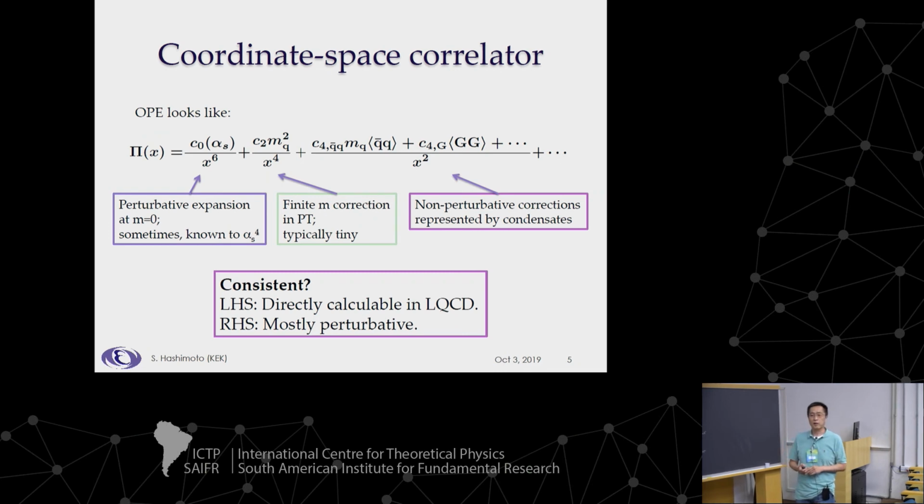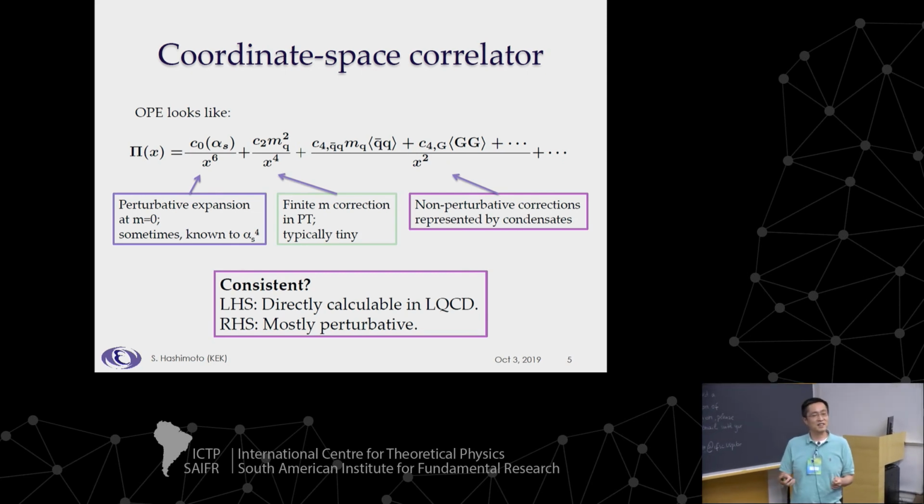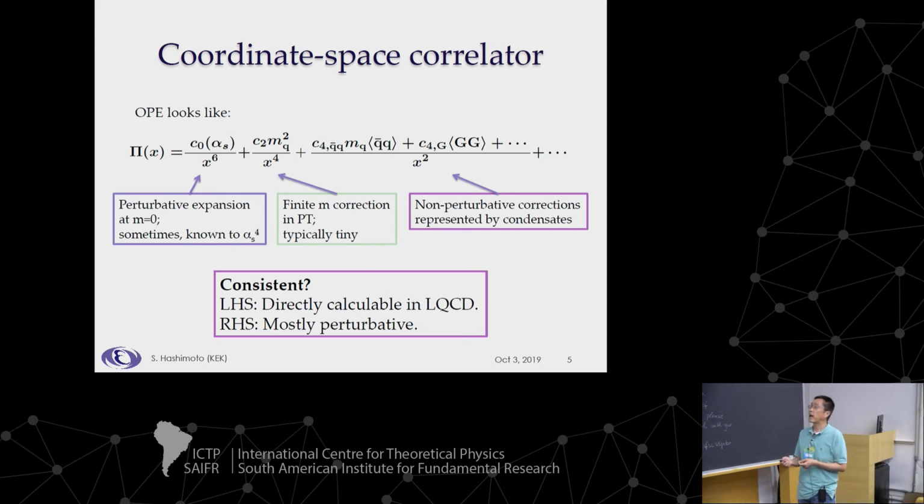So we are working on the Euclidean lattice. So for us, the easiest way to analyze is to go to the coordinate space, Euclidean coordinate space. In the coordinate space, the operator product expansion looks like this. For the current correlator, it has a dimension of 6. So at short distances, it has a divergence as 1 over x to the 6th power. And this is the perturbative contribution for which the perturbative expansion is known to alpha s to the 4th power.